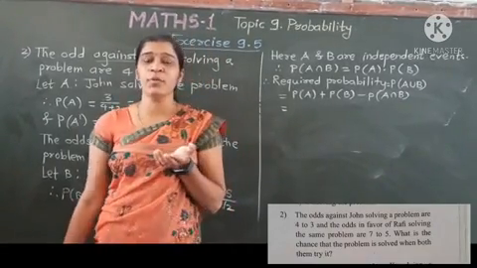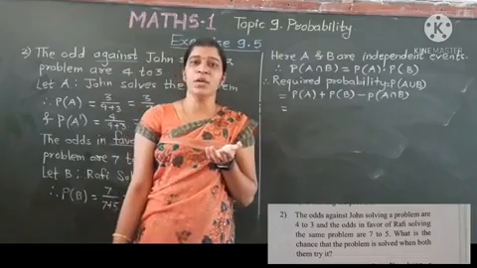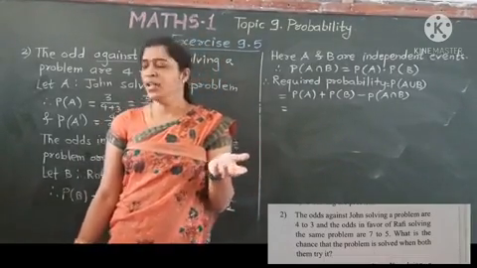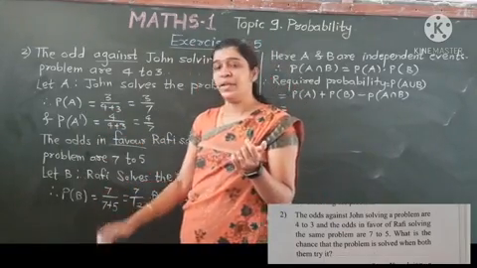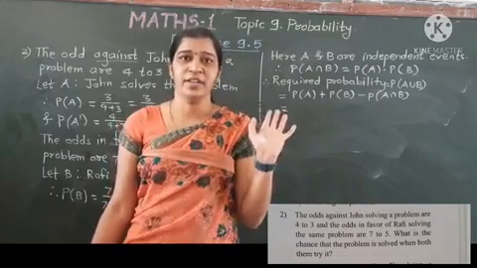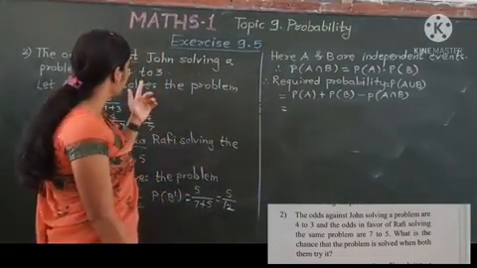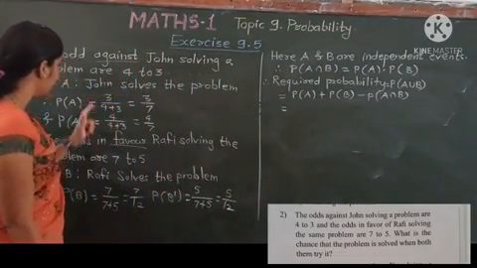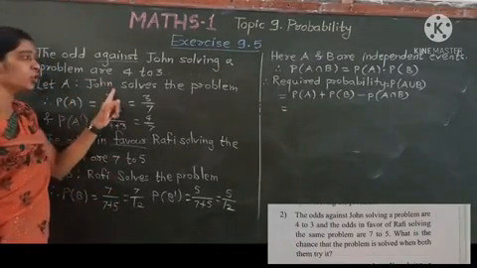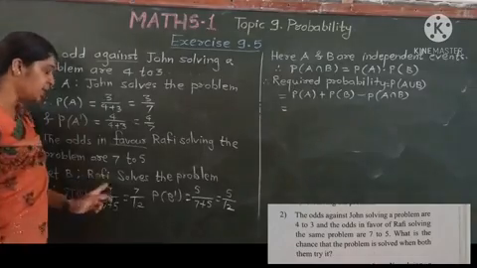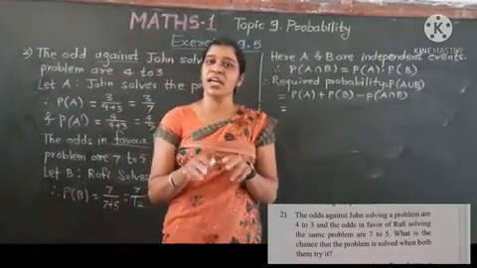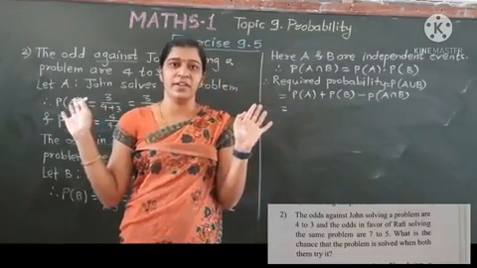We know the formula for P of A union B is equal to P of A plus P of B minus P of A intersection B. We can find P of A and P of B, but P of A intersection B we have not found. So observe here, A event and B event are independent events. Here A is the event of John solving the problem and B is the event of Rafi solving the problem.